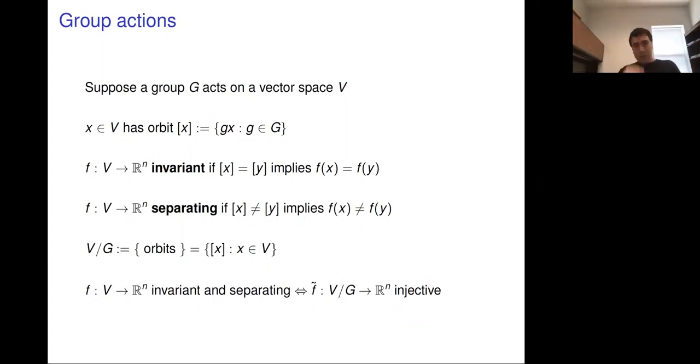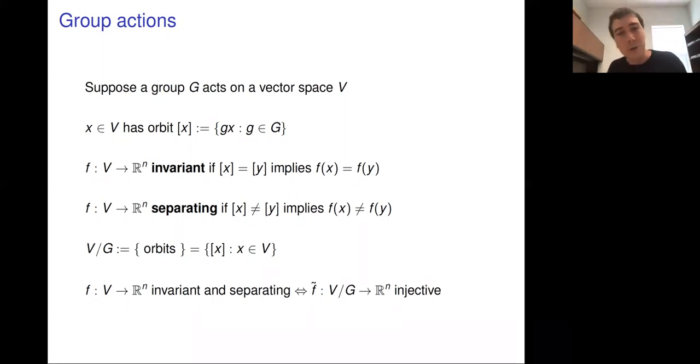And then we're going to be considering functions that have certain properties with respect to this action. So if I have a function that sends my vector space V to some Euclidean space R^n, I say that function is invariant to this action. Basically it means when you plug in two vectors in the same orbit, they give you the same output, right? That's what invariant means. So that means that the function is constant on orbits.